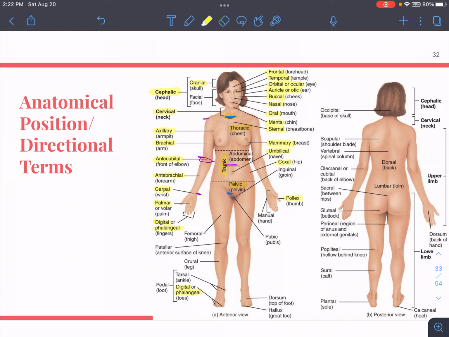Your coxal is your hip bones. The inguinal area, your groin, is where that crease in your hips is. When you sit, where you have that crease, that's your inguinal area. There is actually an inguinal ligament that goes right through that area.